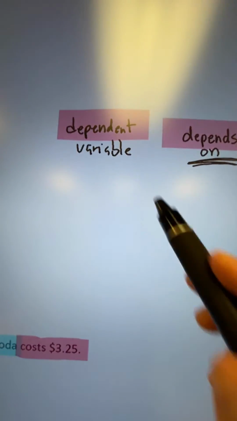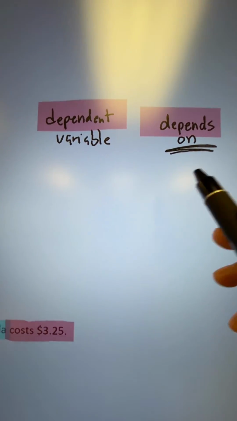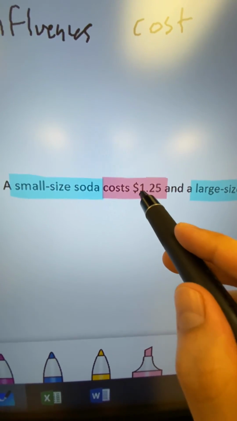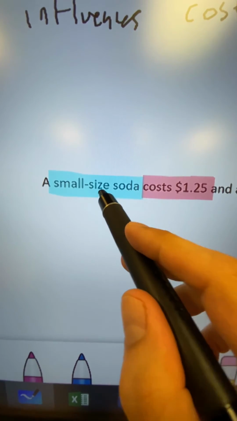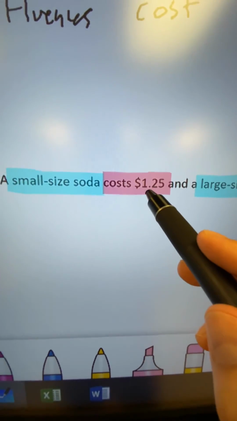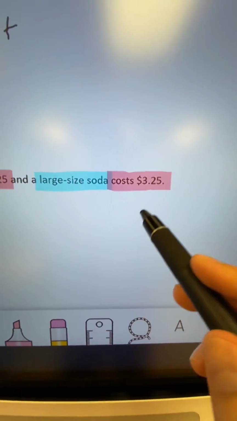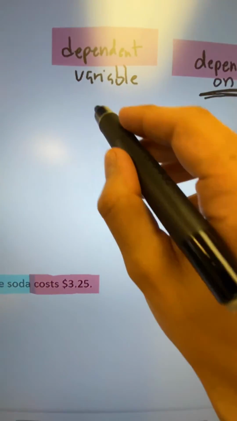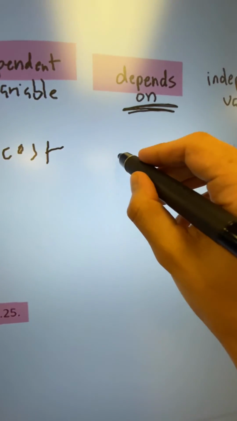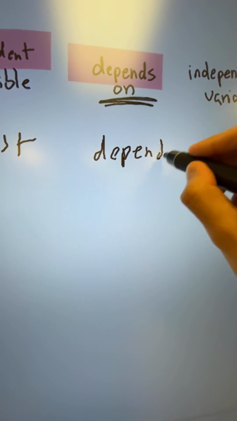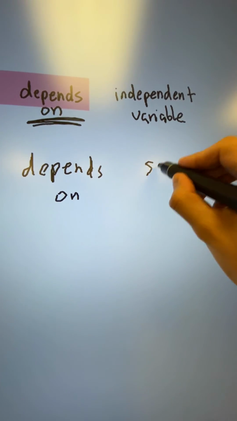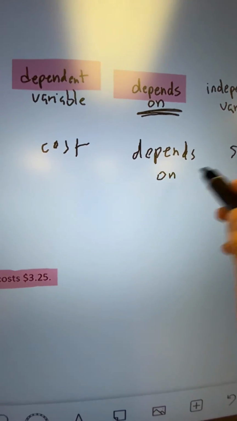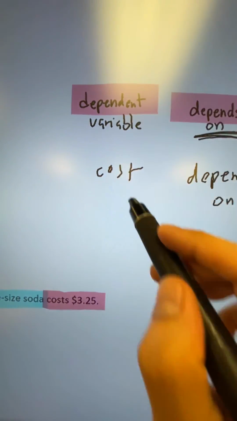And let's look at how to use this one. So now, which one depends on the other? So I'll look at the situation. Does the cost of the soda depend upon the size, or does the size depend upon the cost? Well, it makes more sense to say that the cost is going to depend upon which size soda you choose. So the cost depends on the size of the soda. So since this is depending on the size, this is my dependent variable right there.